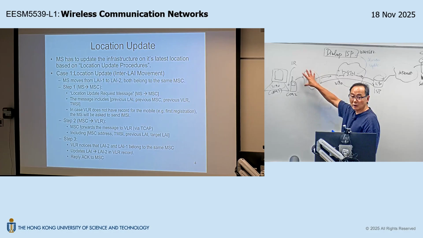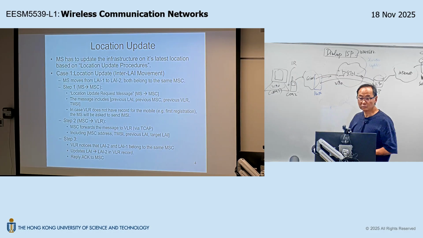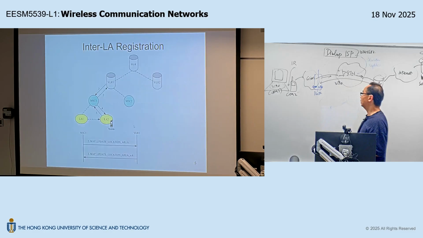So the mobile switching center will issue a database update transaction to the visiting location register. Remember, in this example, the new location area and the old location area are all connected to the same mobile switching center, and therefore they are served by the same visiting location register. So the database is the same before and after.